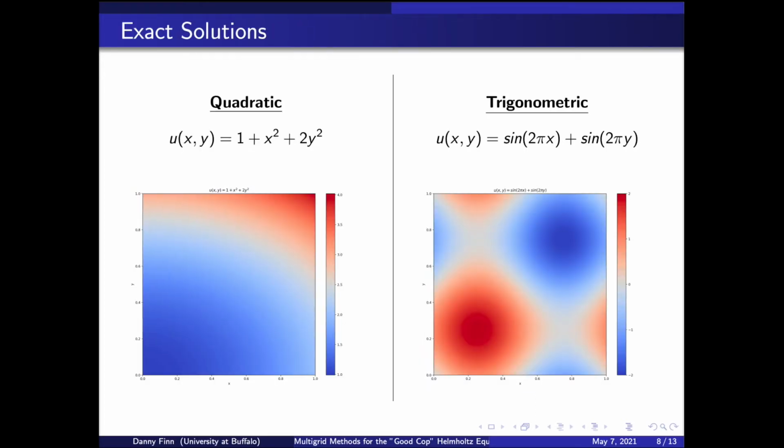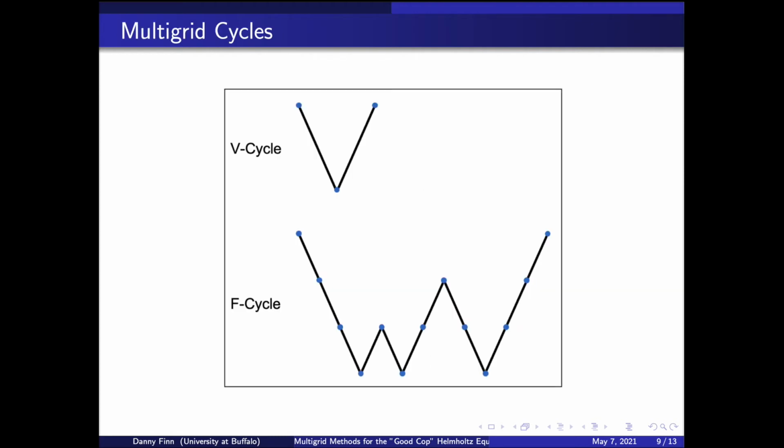Here are the two exact solutions. Our quadratic solution is u equals 1 plus x squared plus 2y squared. And our trig solution will be sine of 2 pi x plus sine of 2 pi y. Obviously, these can be extended into 3 dimensions or pulled back into 1 dimension, whatever you'd like. But for this presentation, we're going to focus on 2 dimensions. So the next thing I want to talk about before we look at some of the results is what these multigrid cycles actually look like.